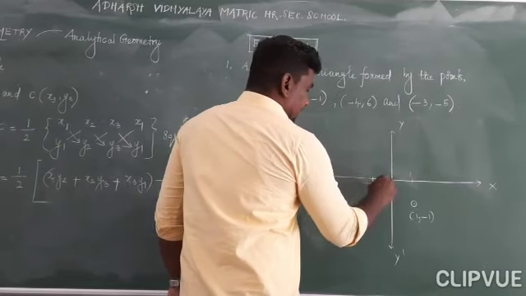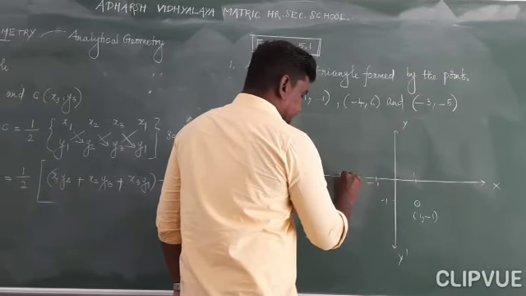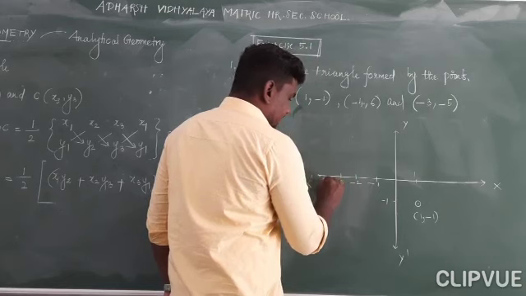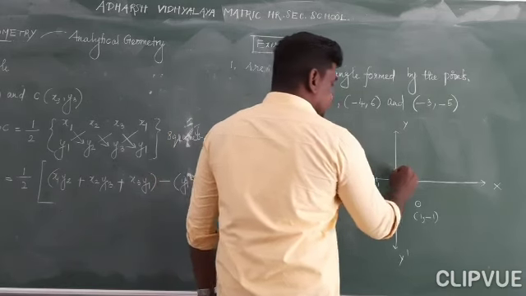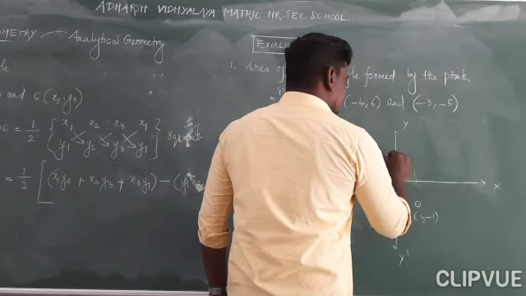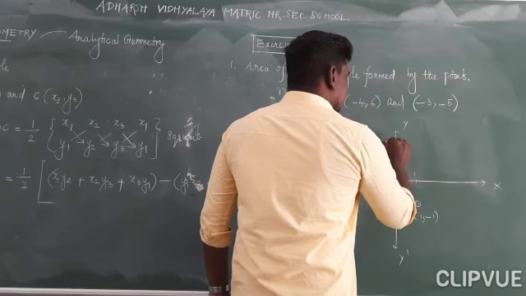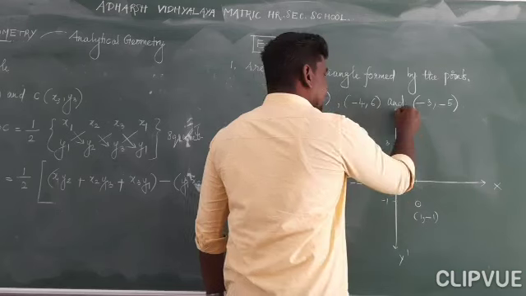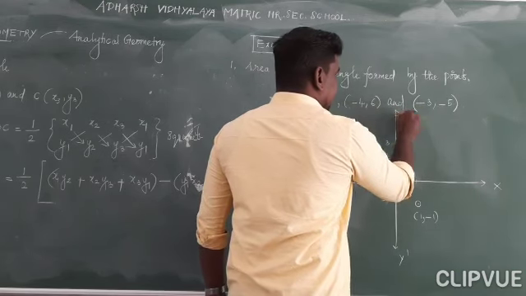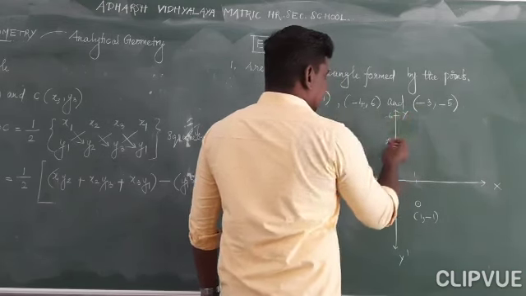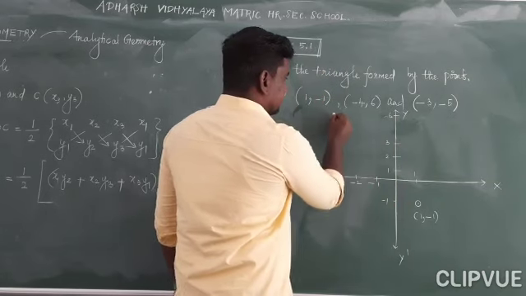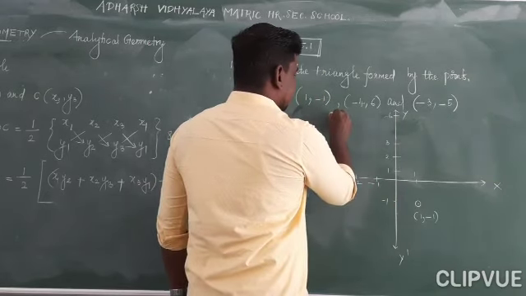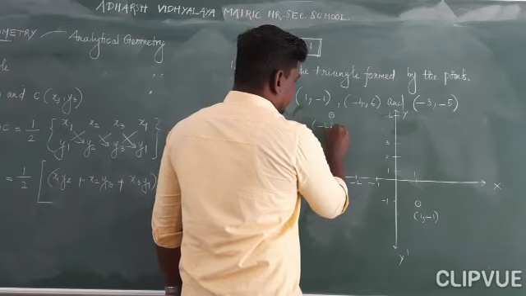Minus 1, minus 2, minus 3, minus 4, and here 6. So 1, 2, 3. Take this as 6. Okay. So minus 4 comma 6 lies here. This is minus 4 comma 6.